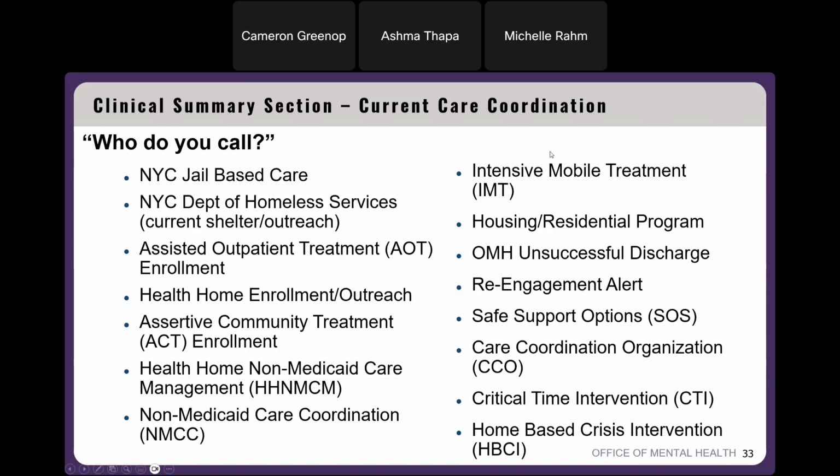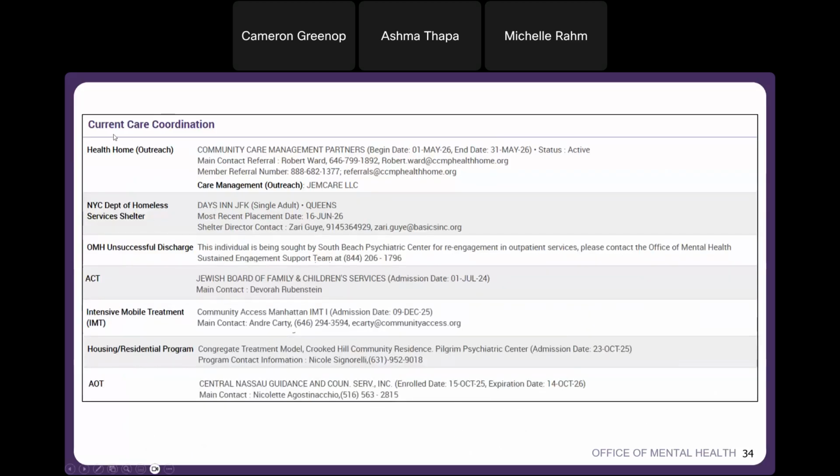So we have all this information that could potentially be shown under current care coordination if a client is enrolled in any of these services. So what does that look like in the PSYCKES clinical summary? Here you can see the current care coordination and all this information right here.